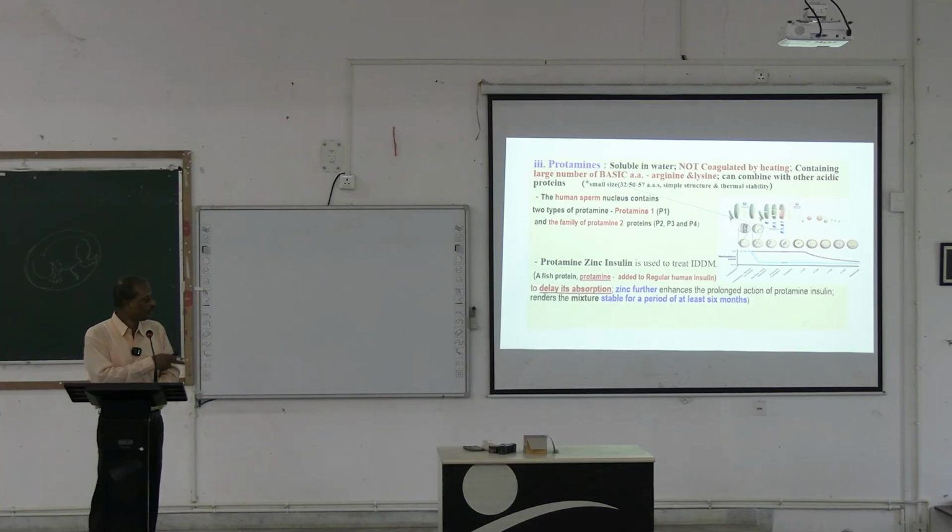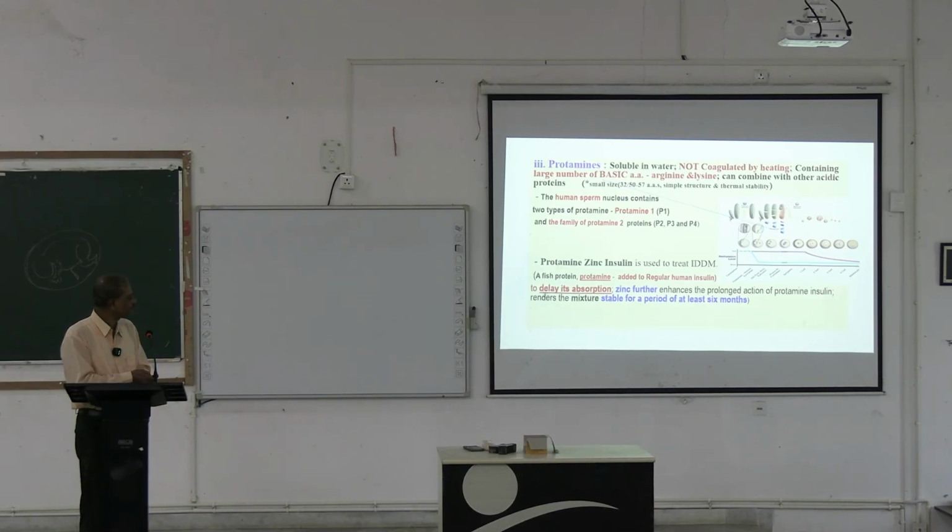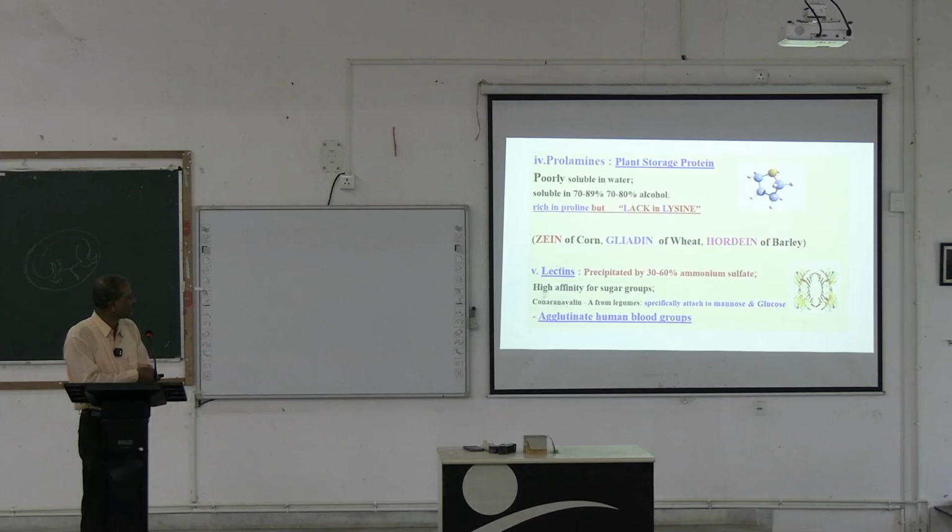I told you yesterday that to increase the stability of insulin, which has a short half-life, protamine is added, to which zinc is also added to further extend its half-life, so that the injection requirement will be lesser. Otherwise, if you don't add it, the insulin will be destroyed. So that is an applied aspect of protamine zinc insulin, and this is used to treat insulin deficiency diabetes mellitus, that is type 1 diabetes mellitus.